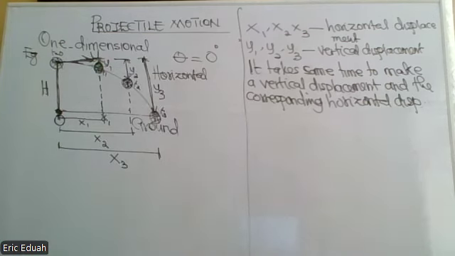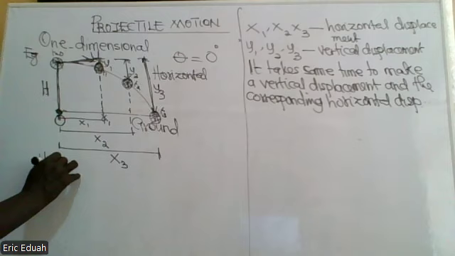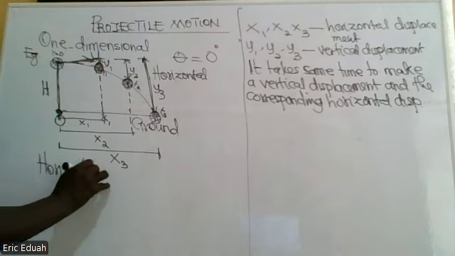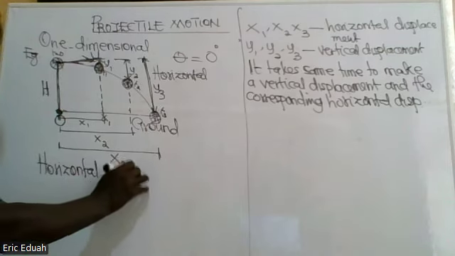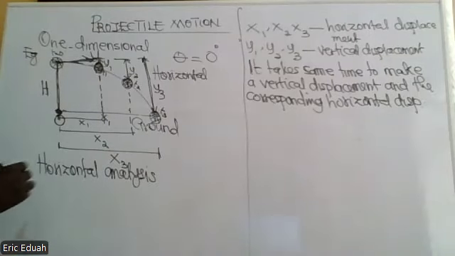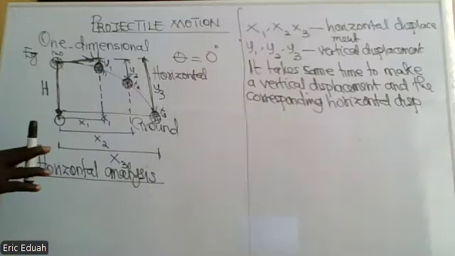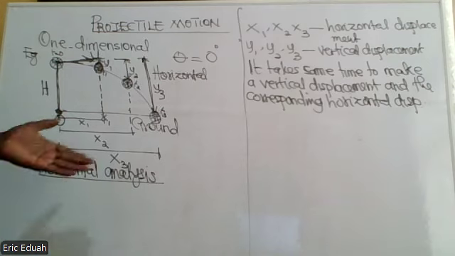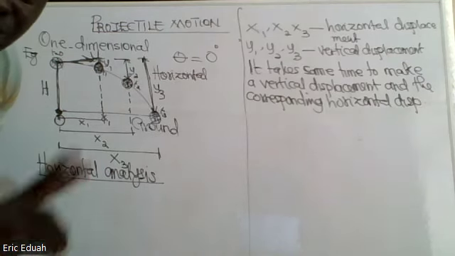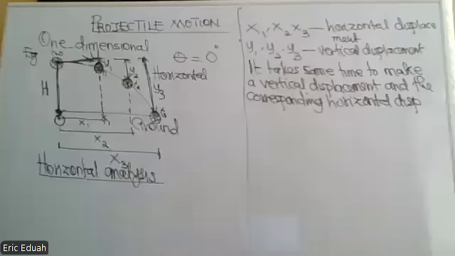So quickly, let's look at the horizontal analysis of the body's motion. Why are we analyzing it horizontally and vertically? This is because as the body moves on, we see it making a vertical displacement and then a horizontal displacement. Meaning that to analyze the motion, you have to analyze it both horizontally and vertically.